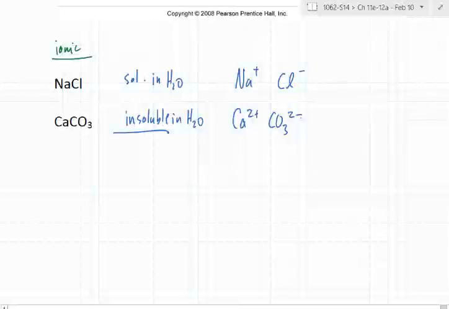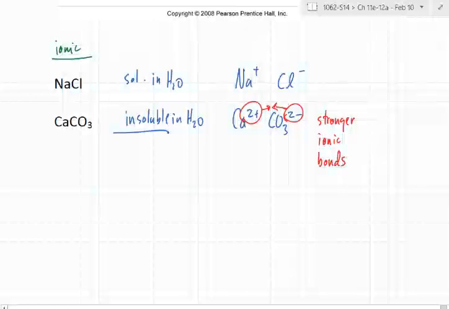Why do you suppose it would be easier for water molecules to surround and remove individual ions from the solid in sodium chloride? And why do you suppose it would be more difficult for water molecules to surround and remove calcium and carbonate ions? Charges, yeah. Stronger ionic bonds.